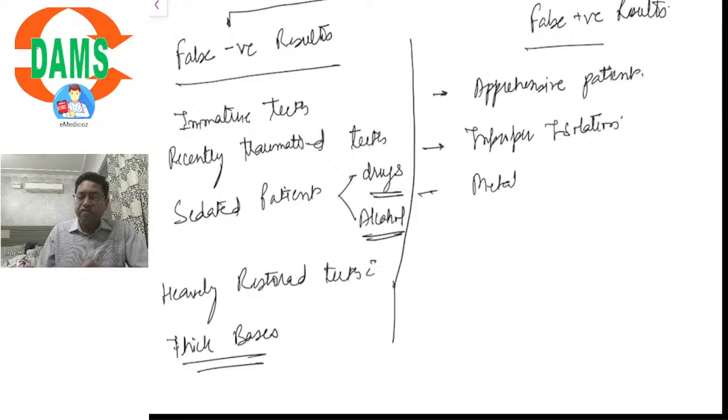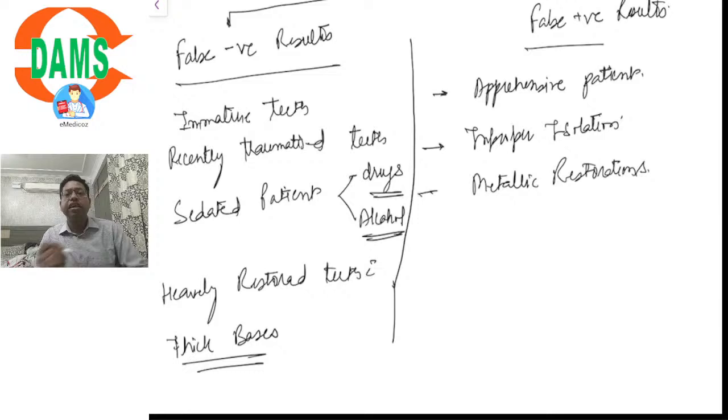Metallic restorations. Large metallic restorations can conduct the current to the soft tissues and the adjacent teeth. Again, the patient has a false positive response. Then there can be partially necrotic pulp.